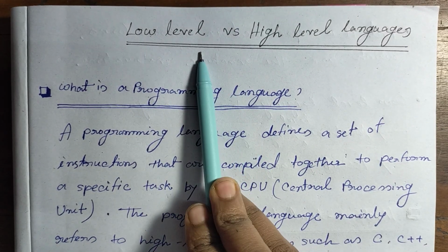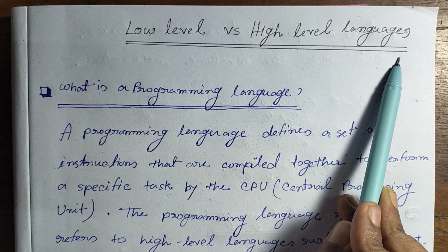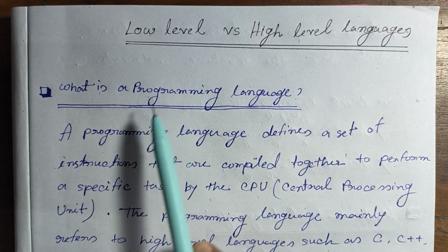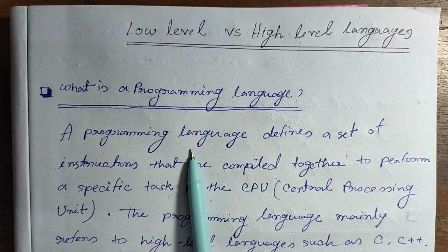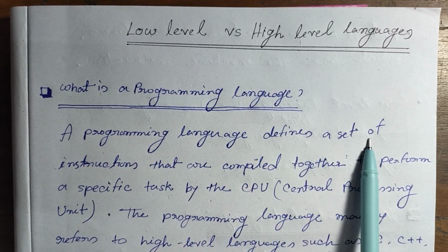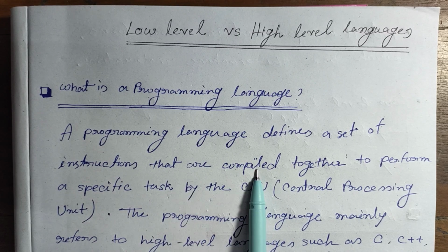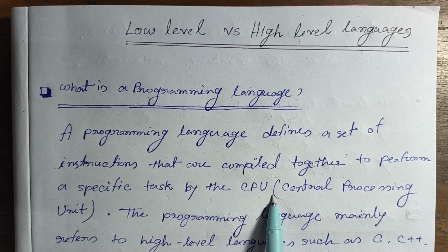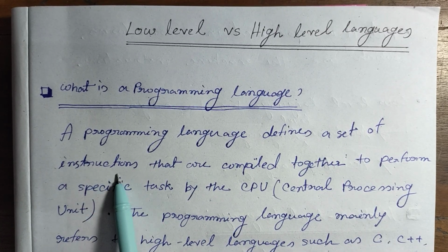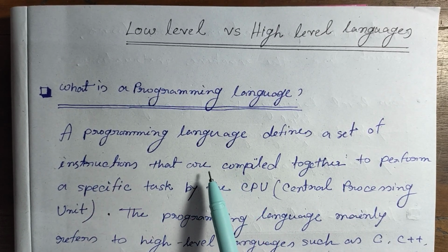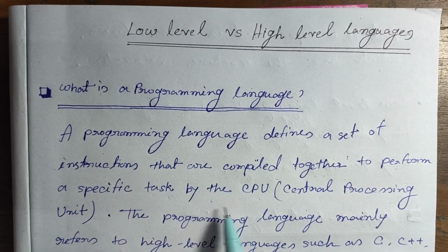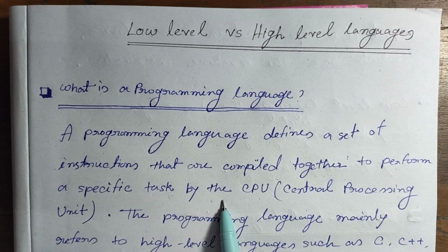So today we will learn about low level versus high level languages. Before learning low level or high level language, we have to learn what programming languages are. A programming language defines a set of instructions that are combined together to perform a specific task by the CPU. One instruction is called a program, and a set of instructions is called a programming language, combined together to perform a specific task by the CPU.